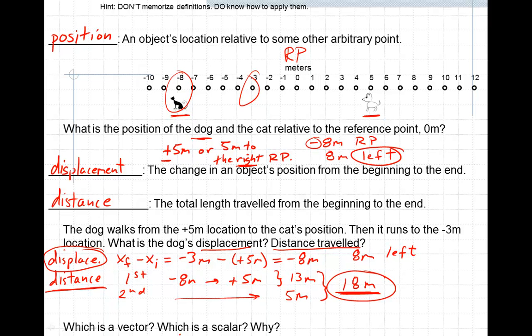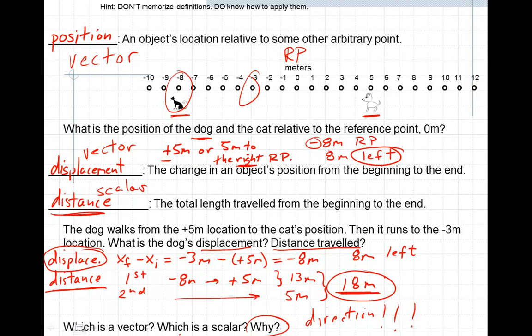All right, so position is a vector. Position is a vector because direction matters. Displacement is a vector because direction matters. Distance, however, is a scalar because direction is not something that we need when we look for an object's distance that it travels. Okay, and the reason why that is, it all has to do with direction. Two of them depend upon direction and the third does not.